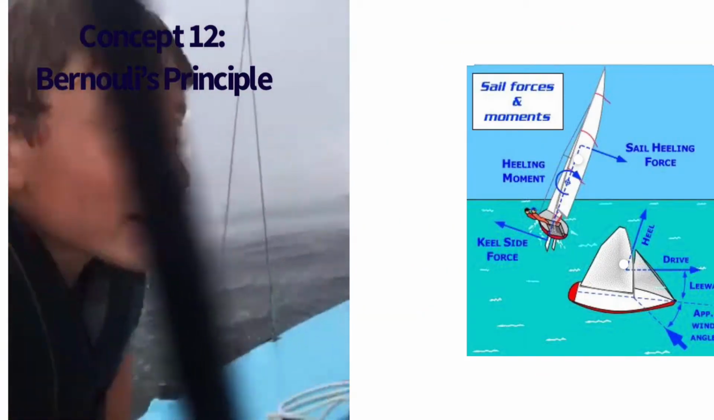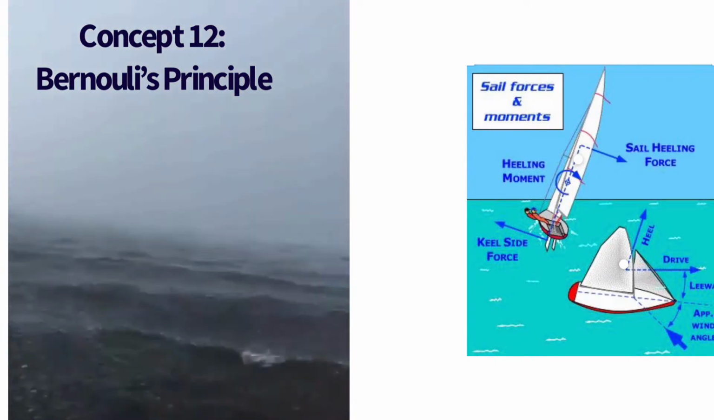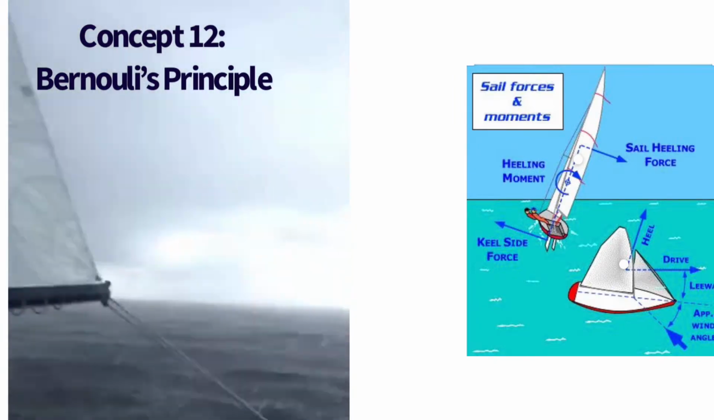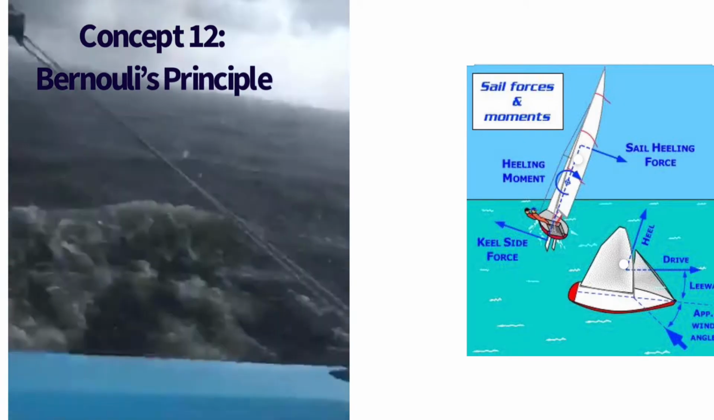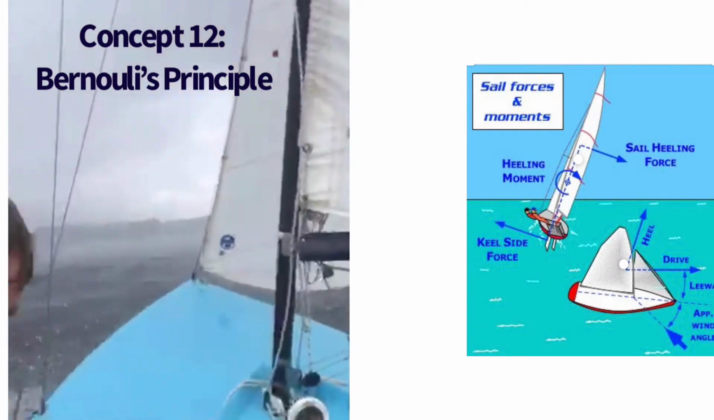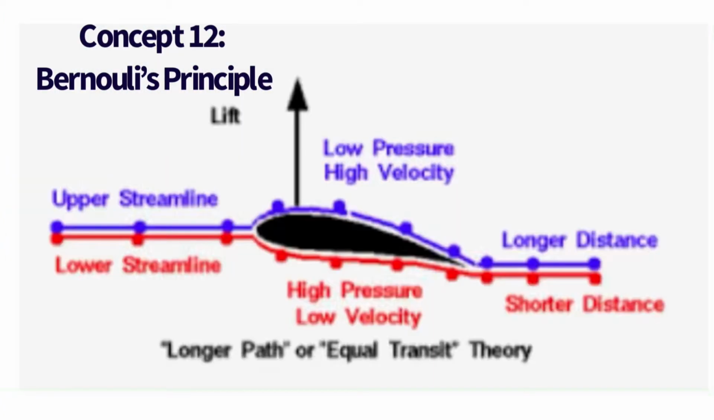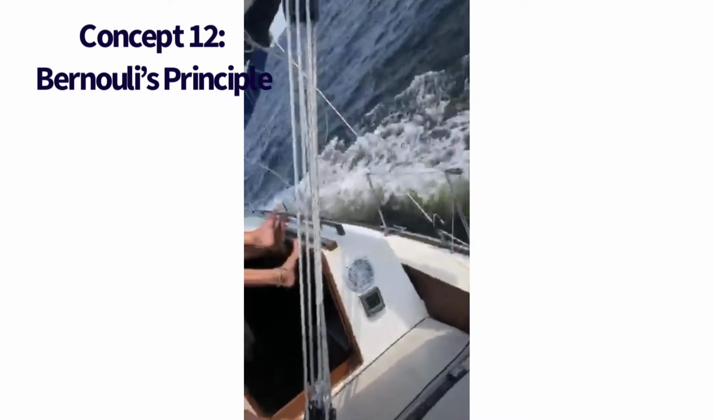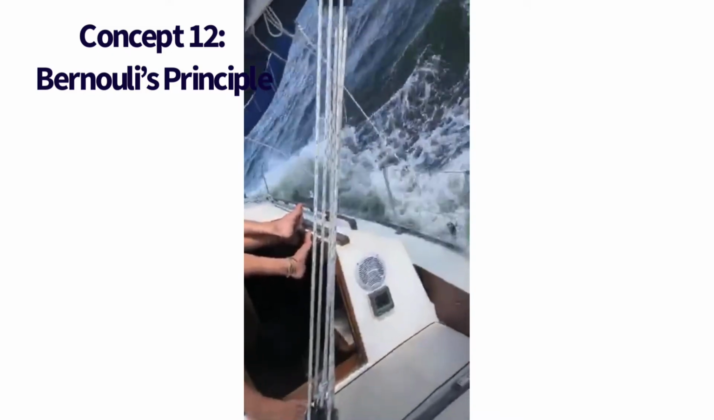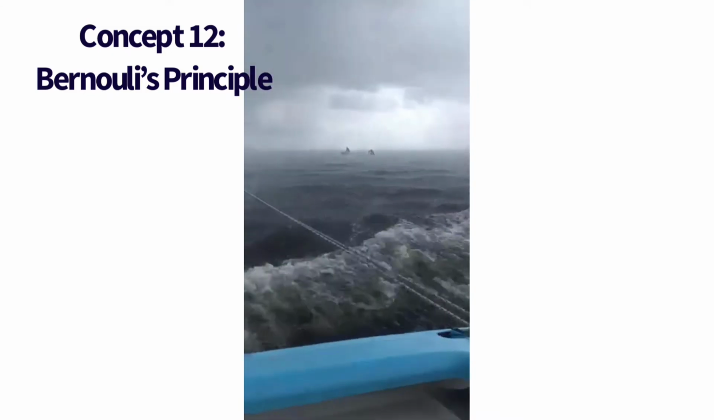So, Bernoulli's principle is how lift is created, and lift is created on a sail by the same wind having to travel two different distances. So, if it goes around the outside, it's going to have to travel faster to get to the end than the inside, which creates a low pressure zone because there's less air on the far side, and there's high pressure on the inside, which will push to the outside and create lift and propel the boat forward.